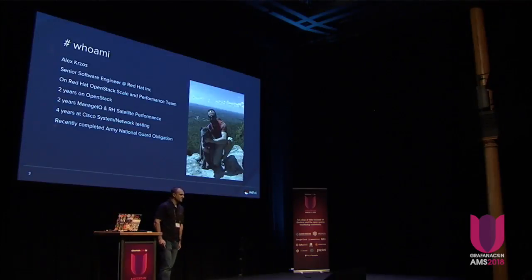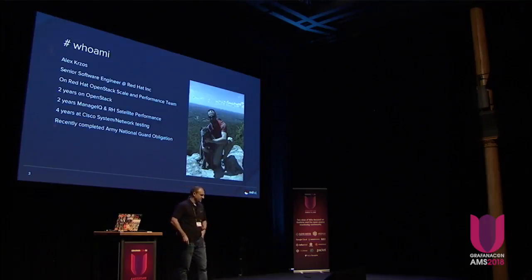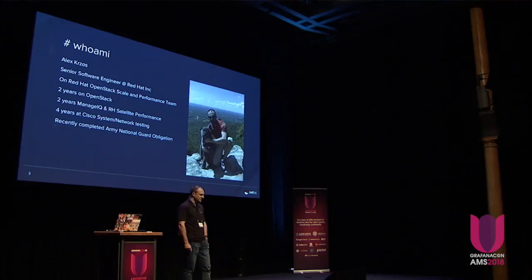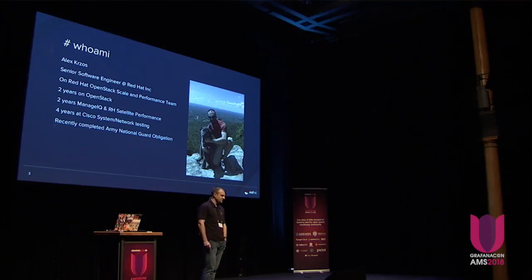So who am I? Alex Cross. Yeah, I know the last name does not exactly look like Cross, but that's how I like it to be pronounced. I'm a senior software engineer at Red Hat. I've been there for 4 years now. I'm on the OpenStack Scale and Performance team. I did 2 years on OpenStack so far, and prior to that, I worked on ManageIQ and Red Hat Satellite. And even before that, I was at Cisco Systems doing system network testing. And I just recently finished my Army National Guard obligation.